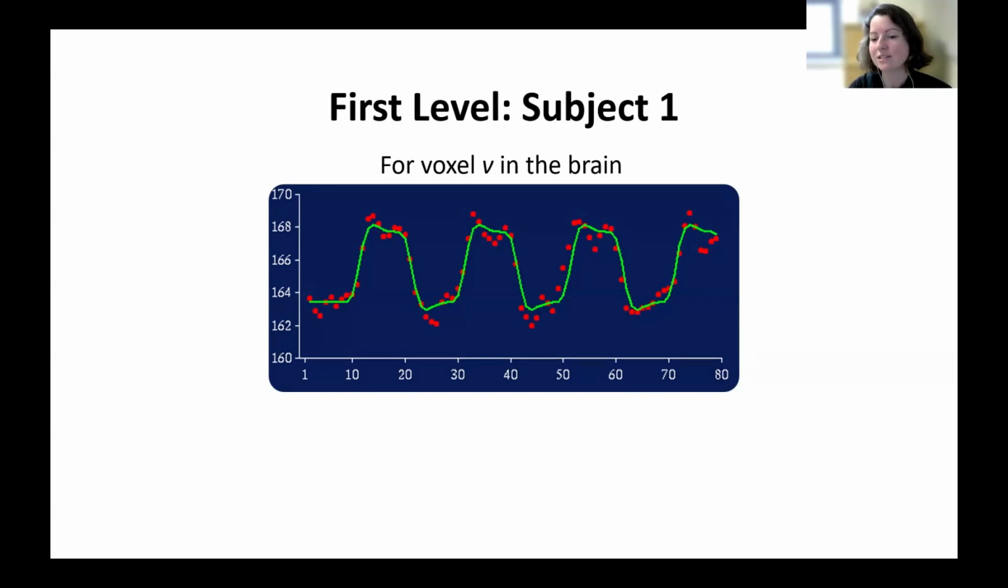All right, now each of the red dots represents a measured scan for this voxel, and the green line represents the fit of the general linear model, which you will have learned about in a previous lecture. As you can see, the model fit is pretty good, as in the green line follows the red dots very well. And these data were recorded during a very simple visual experiment.